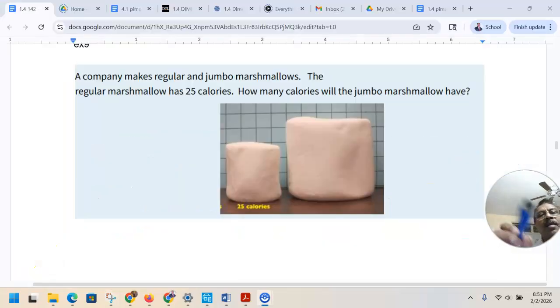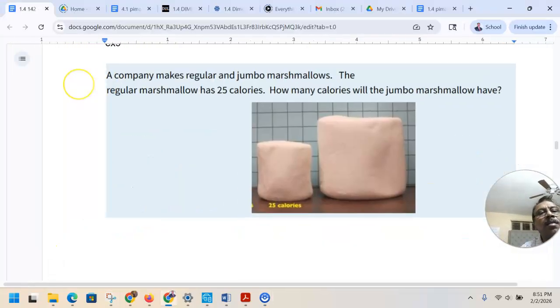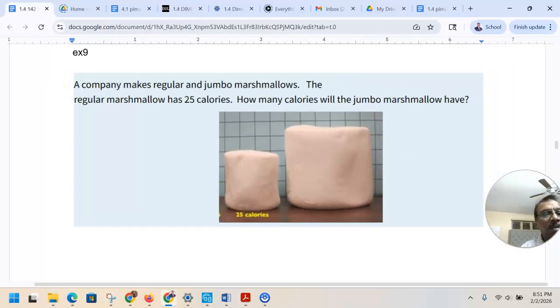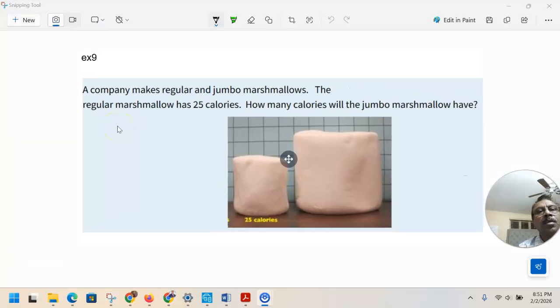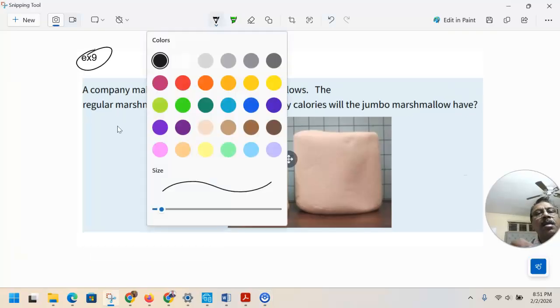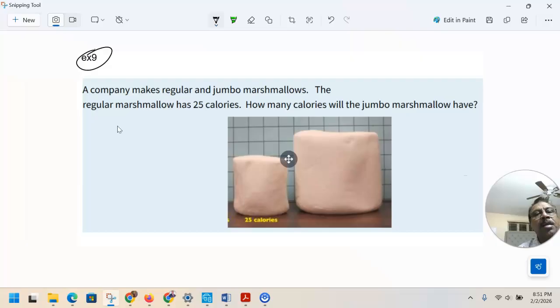This is another nice example. I think example number 9. A company makes a regular and a jumbo marshmallow. So this one is the regular marshmallow. This is the regular one, and this is the jumbo one.